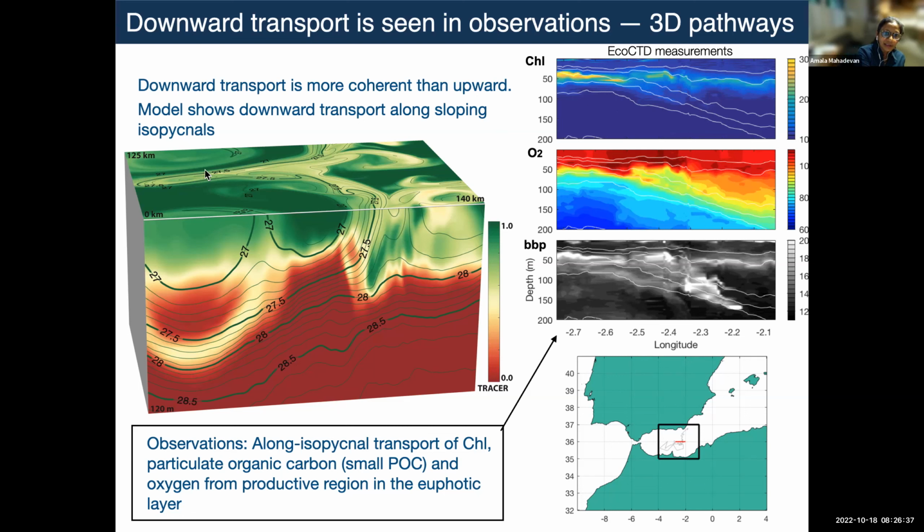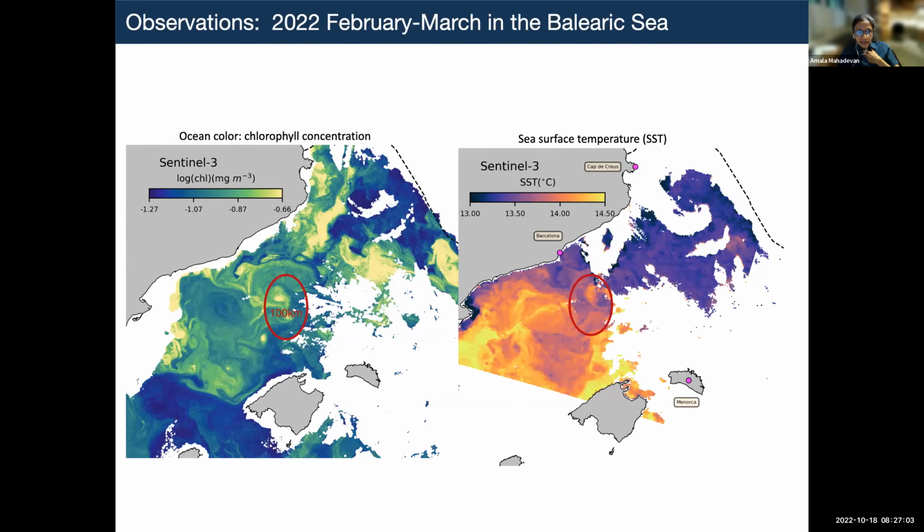So if I think about this feature here, what I'm seeing of the tracer is probably subducted somewhere way upstream, and then it's coming along with the flow and getting subducted. Okay, so along-isopycnal transport of chlorophyll, we think we can see this in observations, but the pathways are more three-dimensional than we can easily tell from the observations. So recently we were in the Mediterranean Sea, and we tried to track down this sort of three-dimensional motion using chlorophyll and oxygen as tracers.